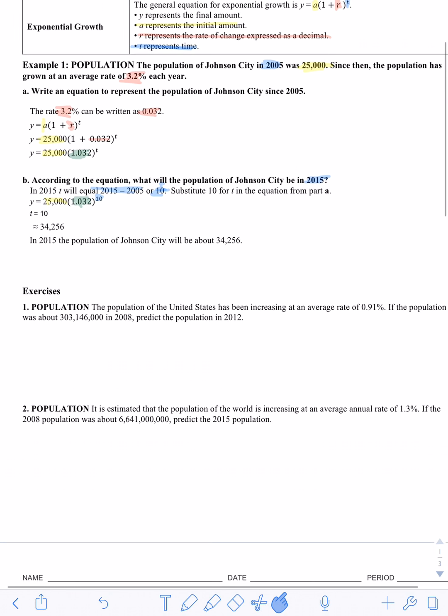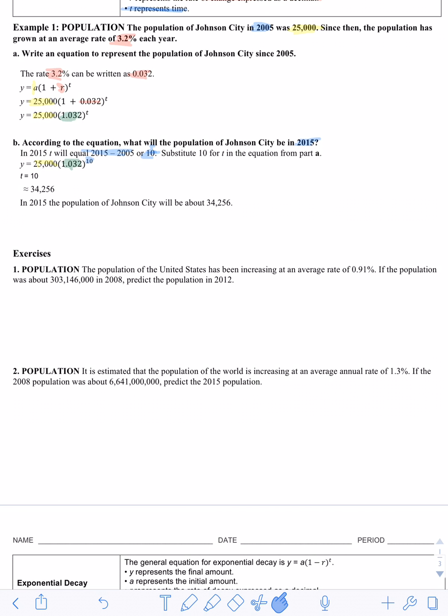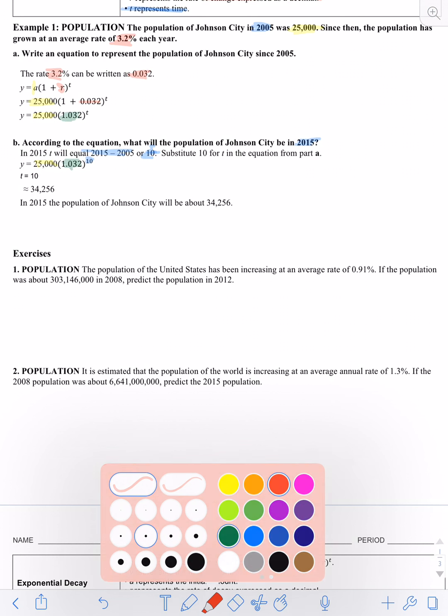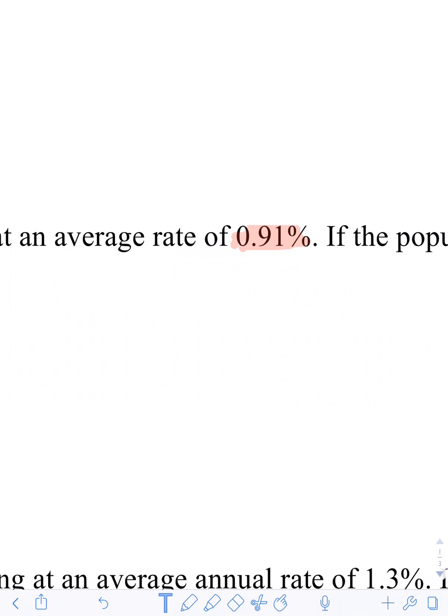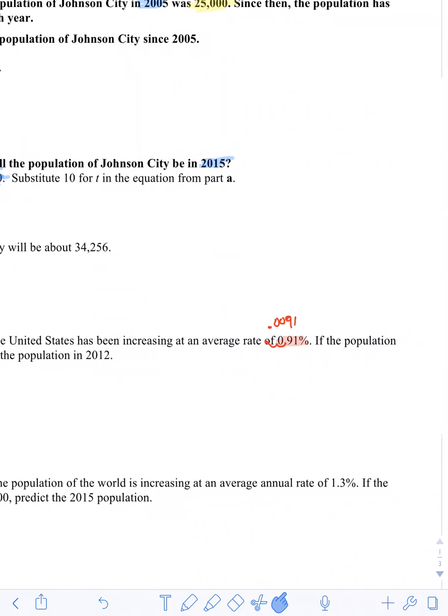So now let's go ahead and do a problem. It says the population of the United States has been increasing at a rate, so I'm going to get my red, of 0.91%. What I'm going to do right now is write this as a decimal. So to do that, let me go ahead and zoom in. You have to move the decimal point over 2 times. So what I'm going to get for my decimal is 0.0091. All right, so my rate is ready.